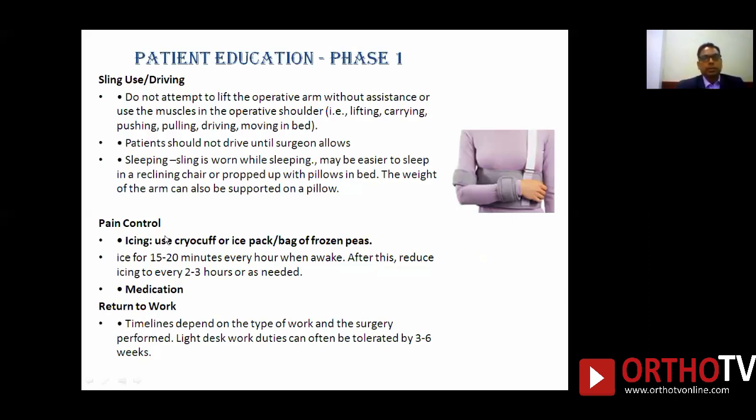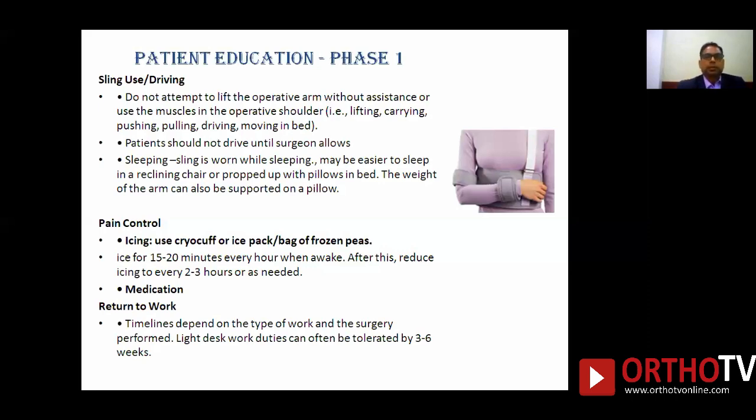For pain control, icing or cryotherapy can be started, about 15 to 20 minutes every 1 hour when the patient is awake, and after this, the icing can be done every 2 to 3 hours as needed. Pain medication has to be given for at least a week or 10 days. Return to work in the early phase depends upon the type of work the patient is doing. If the patient is doing light desk work and the dominant arm is involved, he can return to work between 3 to 6 weeks.